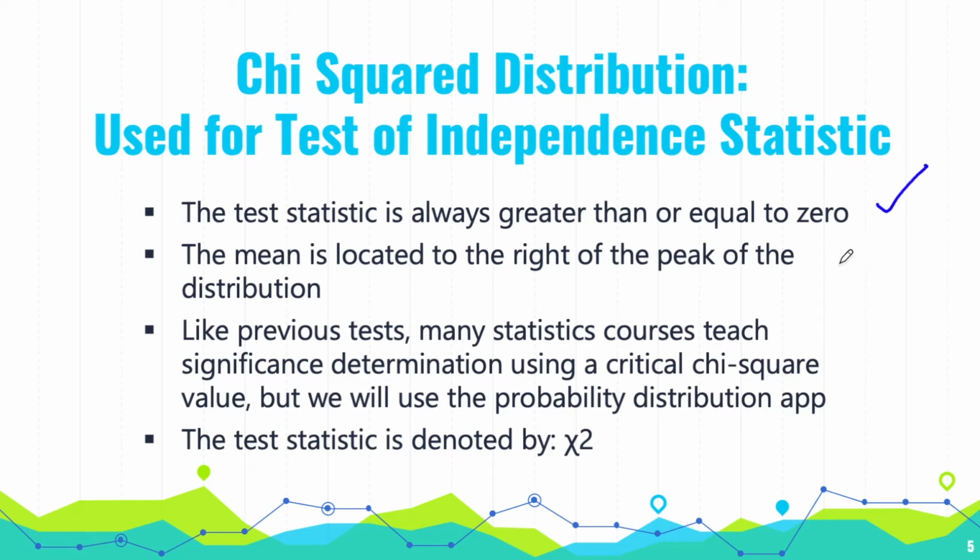The mean of the distribution is located to the right of the peak of the distribution, which makes sense because we see that chi-squared is skewed to the right. Like many previous tests that we've done in this class, significance determination is going to use a critical chi-square value. Usually you get that from a special table or some other means. We're going to use another app produced by Matt Bognar to find our test statistic and see if it's statistically significant. And remember, we denote our test statistic by writing chi-squared.